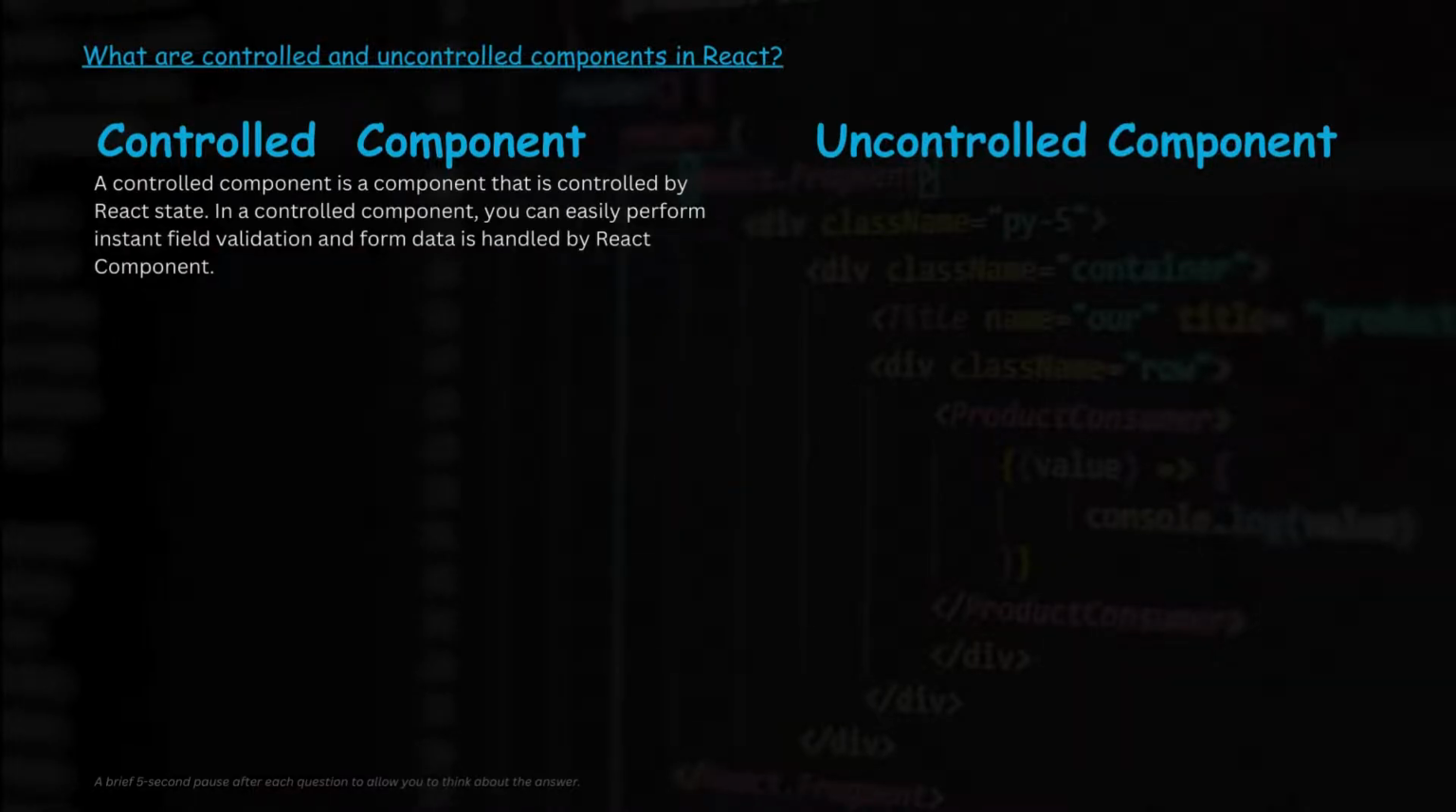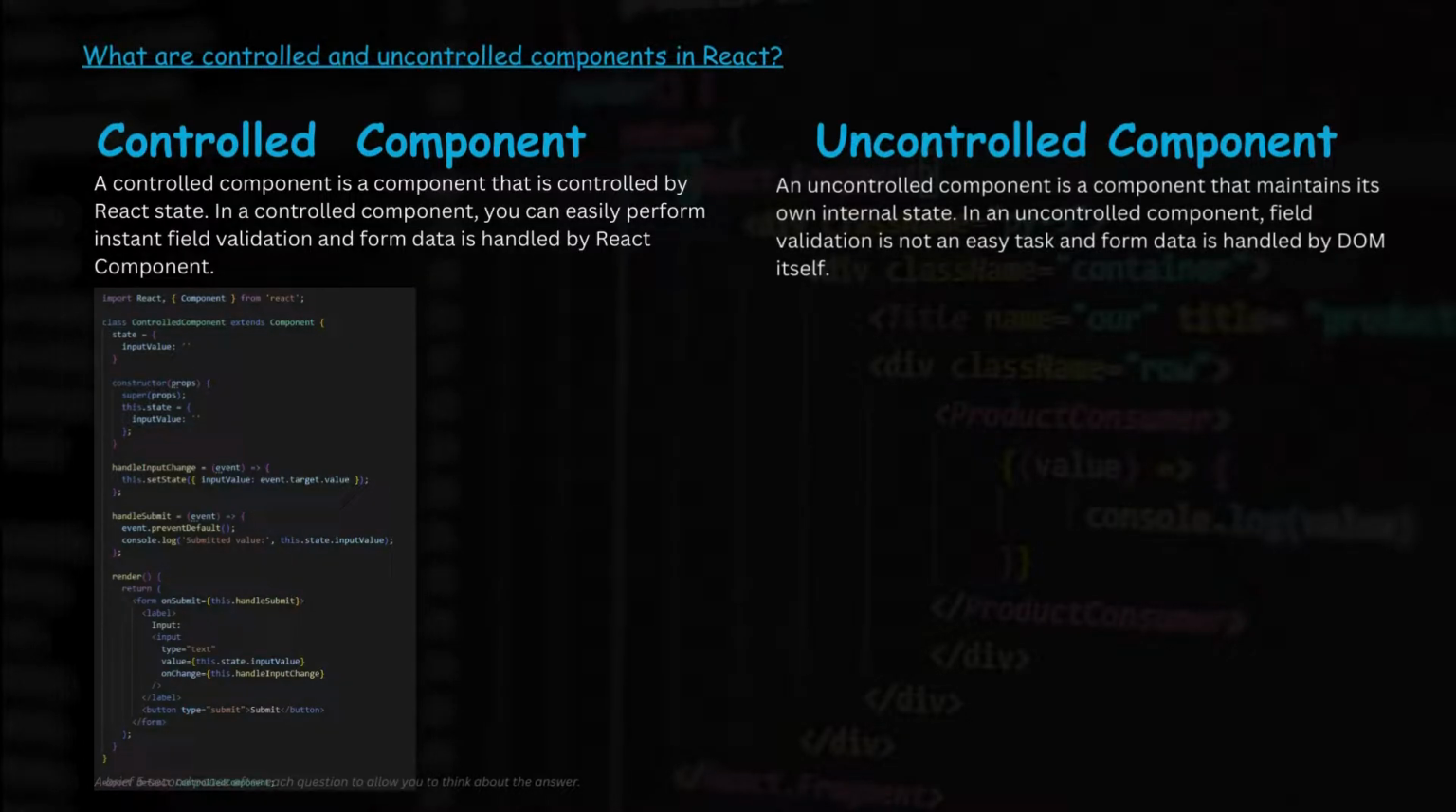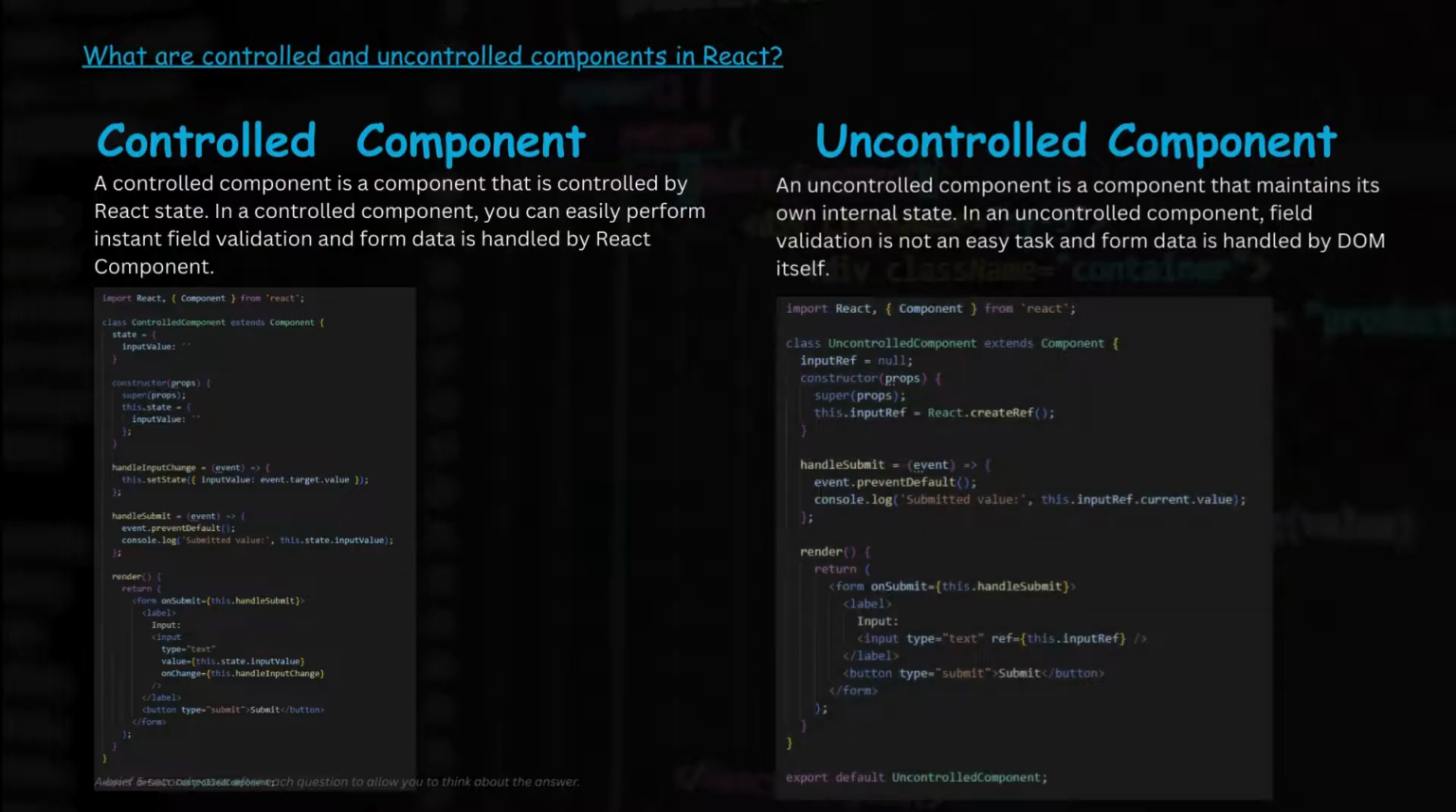Question 5. What are controlled and uncontrolled components in React? A controlled component is a component that is controlled by React state. In a controlled component, you can easily perform instant field validation and form data is handled by the React component. While an uncontrolled component is a component that maintains its own internal state. In an uncontrolled component, field validation is not an easy task and form data is handled by the DOM itself.